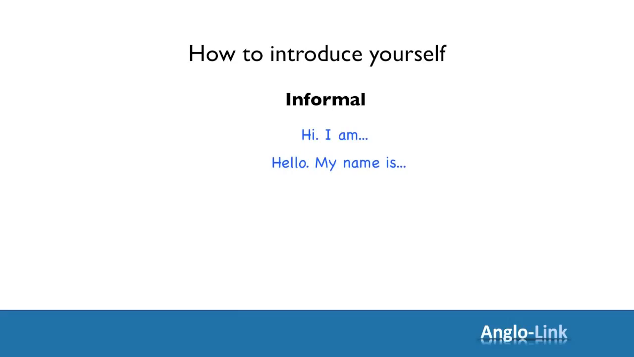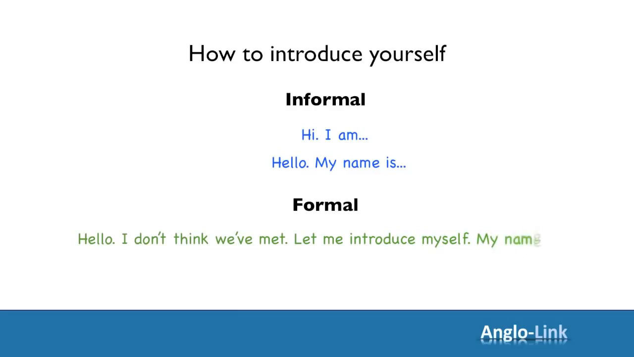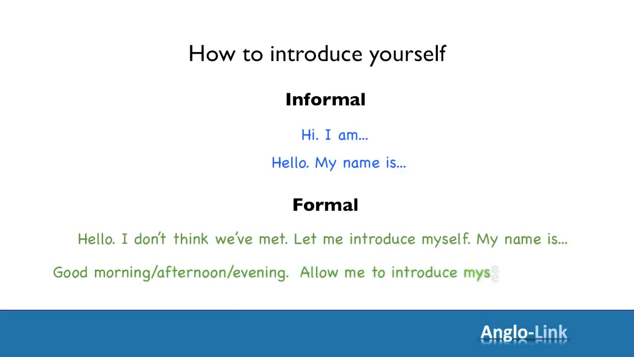Let's have a look at some examples. Hello. I don't think we've met. Let me introduce myself. My name is. An alternative. Good morning. Good afternoon. Good evening. Allow me to introduce myself. My name is. That's right. Formal situations require longer sentences and more advanced structures.